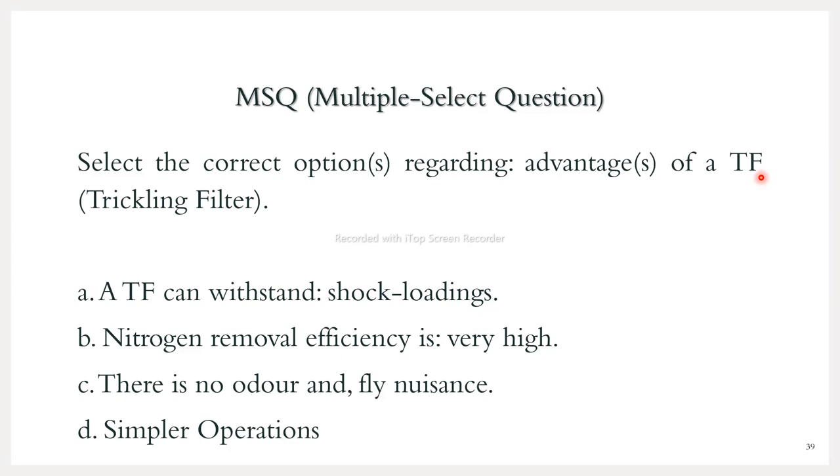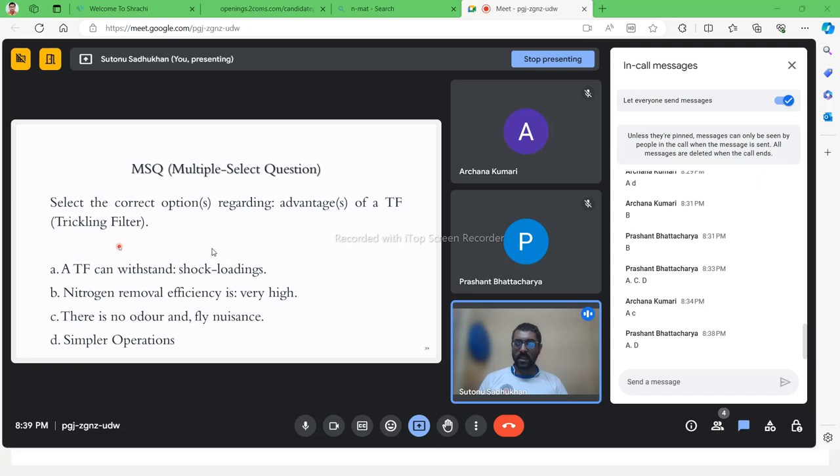So all are advantages basically. Simpler operations, no odor and fly, nitrogen removal efficiency is very high. Shock loading, it can withstand. All are basically advantages, but if there was some disadvantage, you could really omit that, but there is none. All are the advantages. So whether they are associated with trickling filter or not, that you have to think.